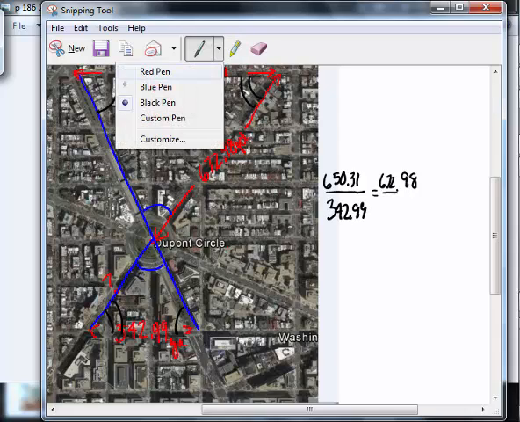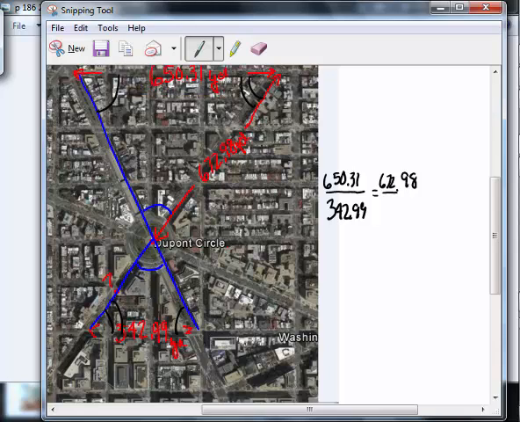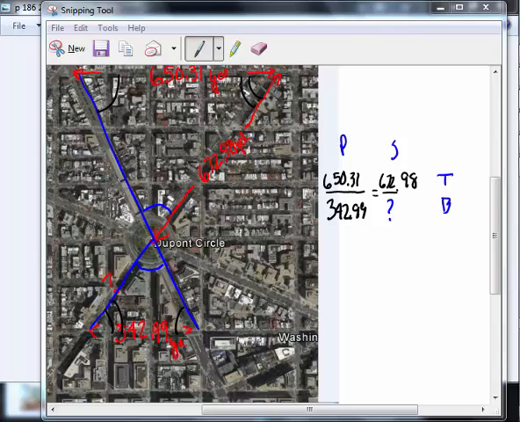For the bottom triangle, the straight side is 342.99. Now I want to make sure that I get these set up right. This is the parallel side, and this is the slanty side. This is the top triangle, and this is the bottom triangle. So we're looking for this part right here, and we find that by cross multiplying and dividing.